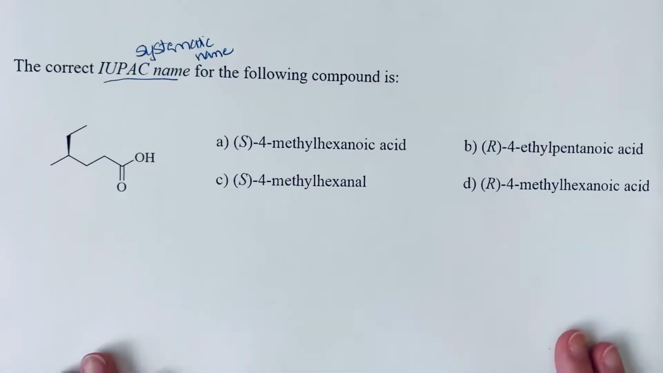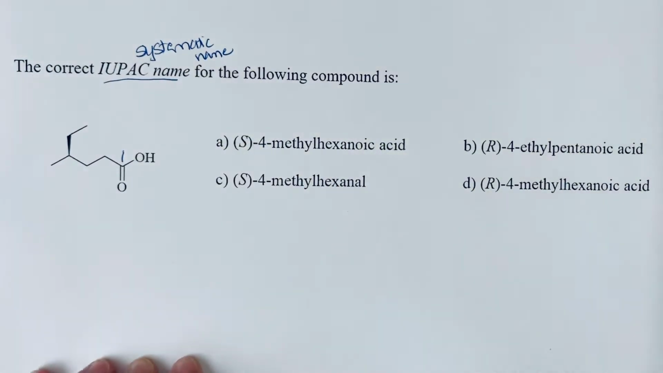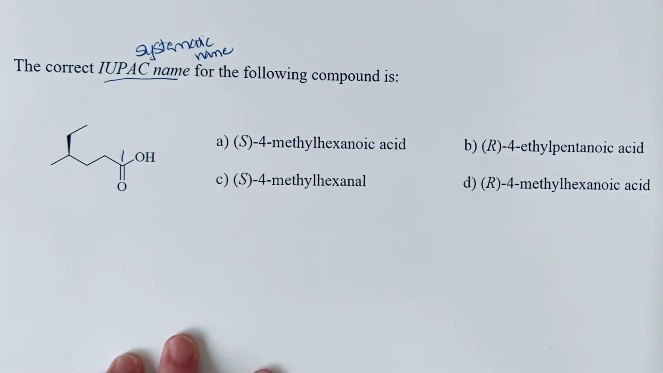We often also want to start numbering at that carboxylic acid. So that is going to be carbon number 1, which we would know is the carboxylic acid carbon. We won't include that in the name, but that is where we start numbering our chain in order to see where our substituents might be located.